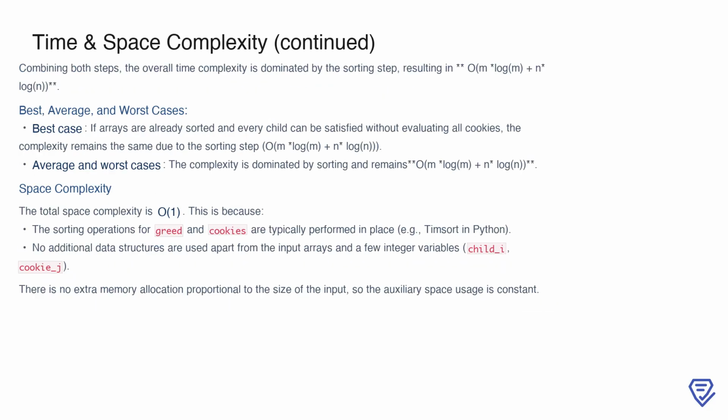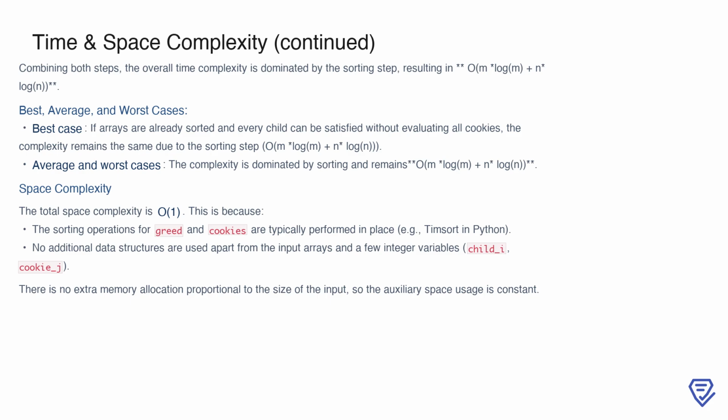When we combine the sorting step and the iteration step, the overall time complexity of the solution is dominated by the sorting step, resulting in m * log m + n * log n. This remains true across all scenarios, best, average, or worst case, because the sorting step is always required. For the best case, even if the arrays are already sorted and every child can be satisfied without evaluating all the cookies, the sorting step still contributes m * log m + n * log n. For the average and worst cases, where more evaluations are needed during the iteration, the additional work is still overshadowed by the sorting step, so the complexity remains m * log m + n * log n.